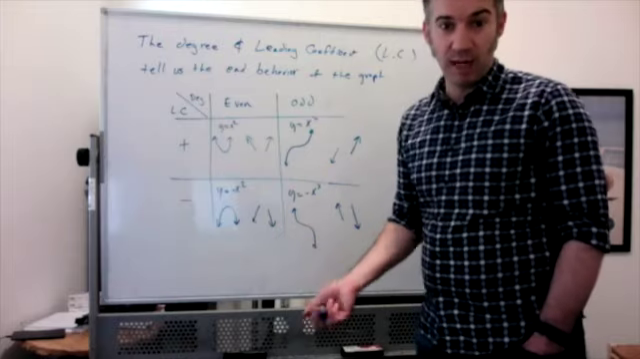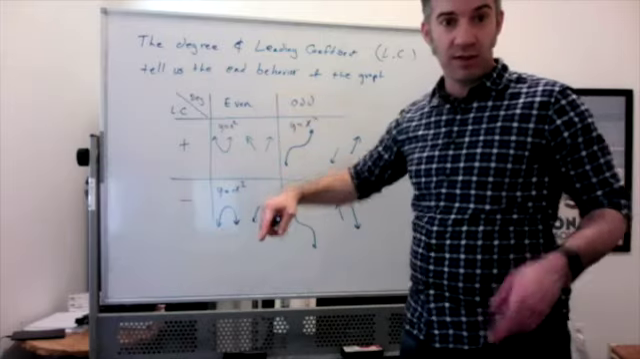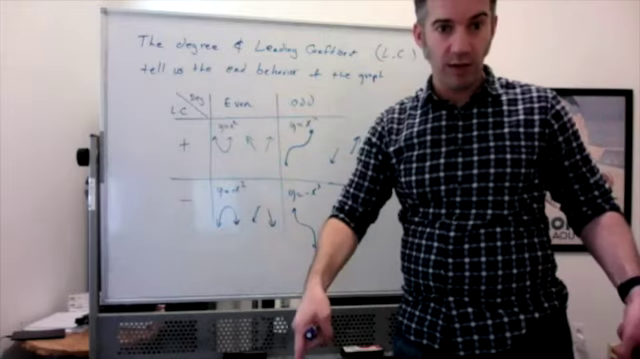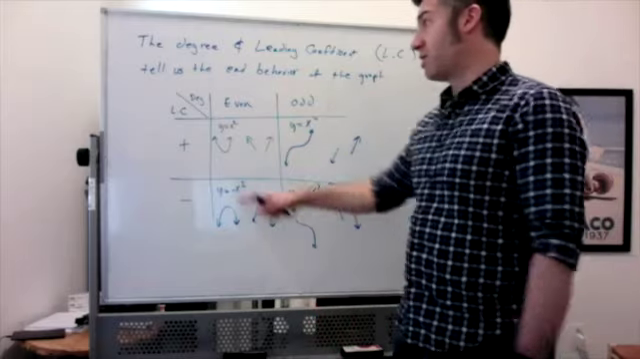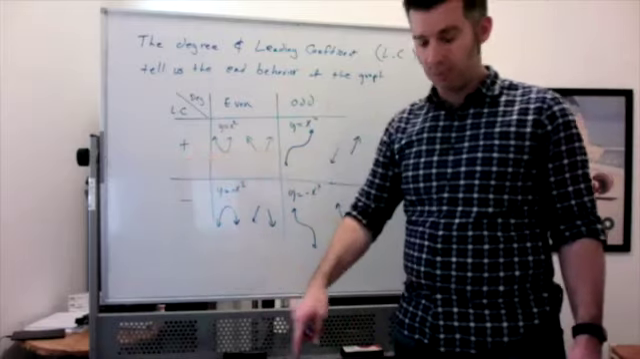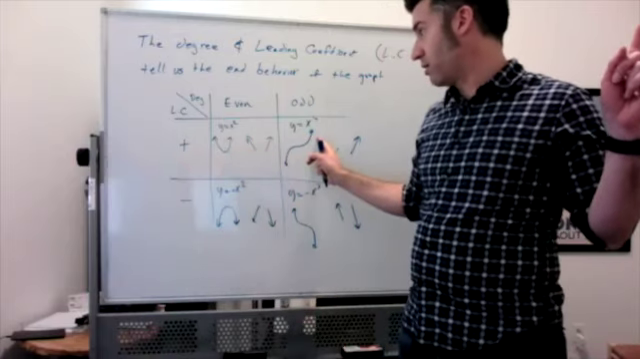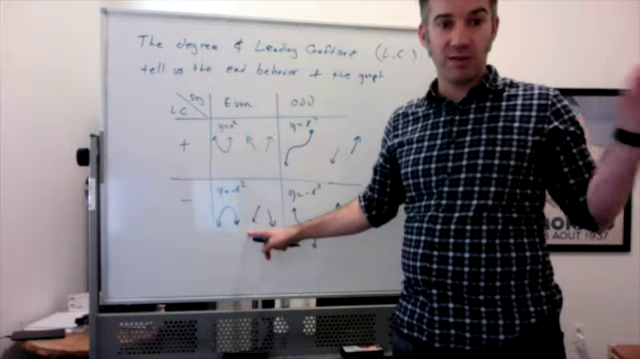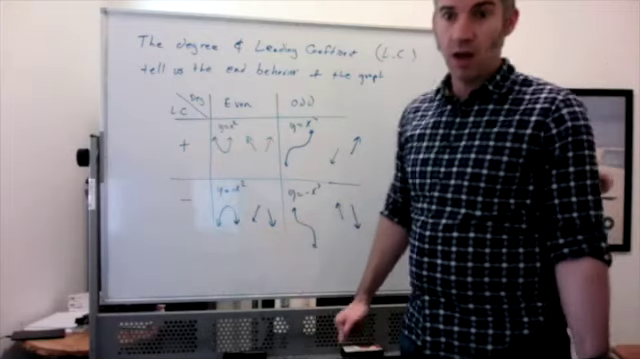Couple things I keep in mind. If the degree is even, both sides do the same thing. So if it's even, they're both up or both down. If it's odd, they're opposite. And then if the leading coefficient's positive, it's always going to be up on the right. If the leading coefficient's negative, it's always going to be down on the right. Those are the things I keep in mind.